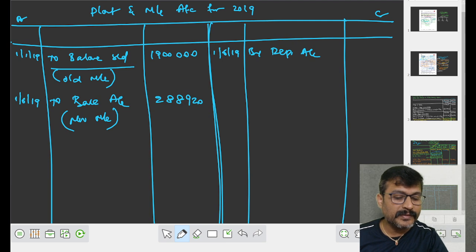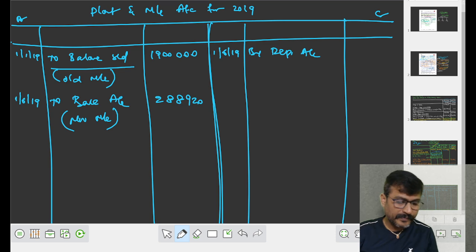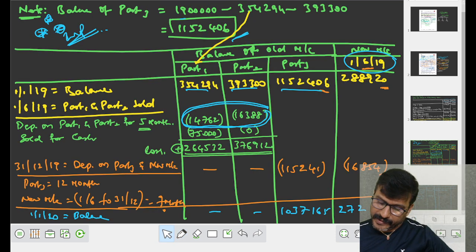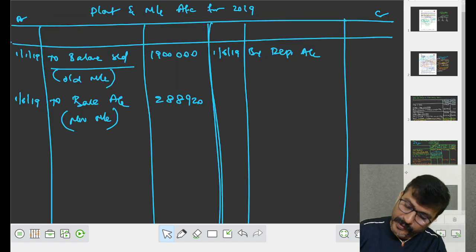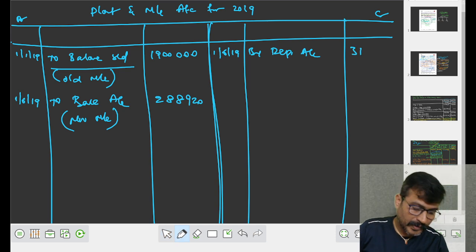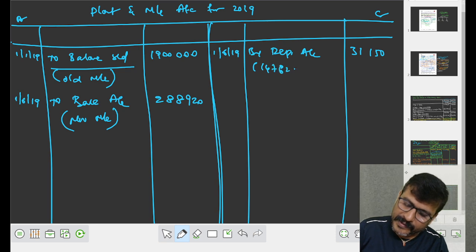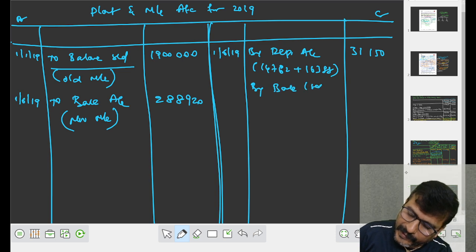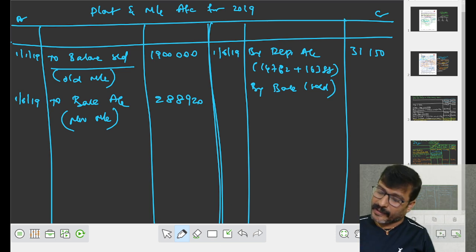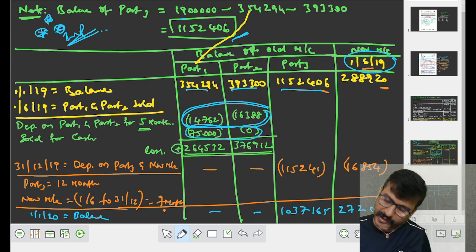Add once, use a calci, add once, what it is: 14,762 plus 16,388. It comes to rupees 31,150. That is 14,762 plus 16,388. By bank as sold. See, what is the amount sold? 75,000 and 0.